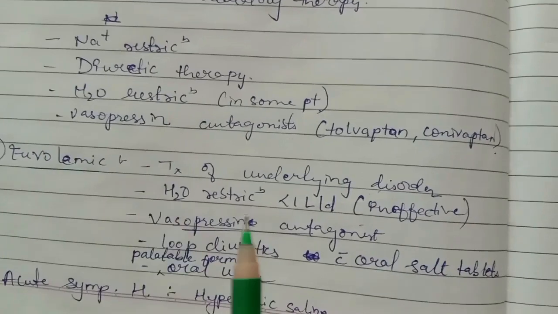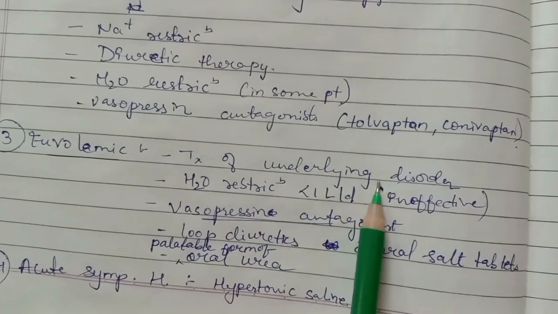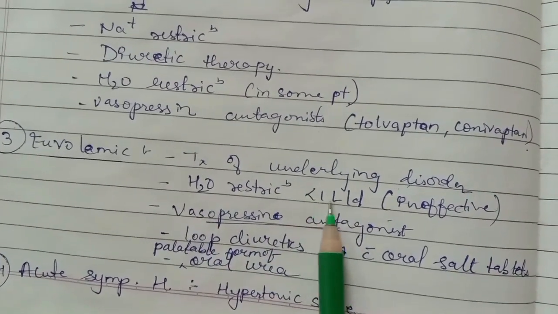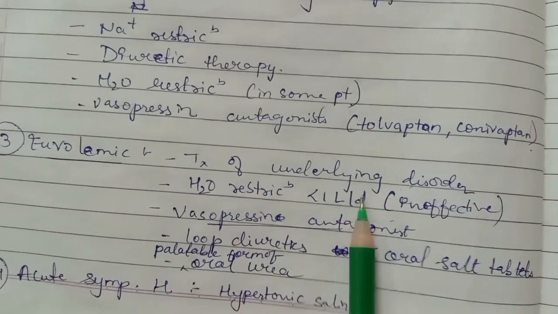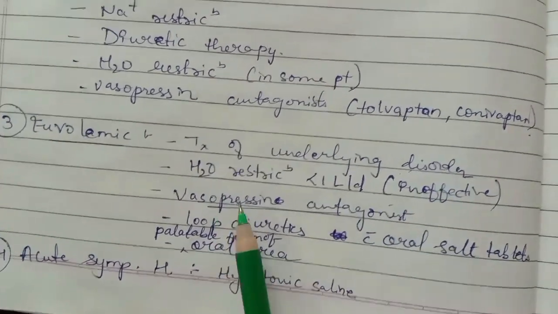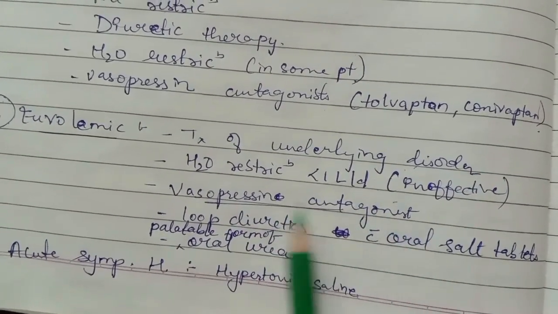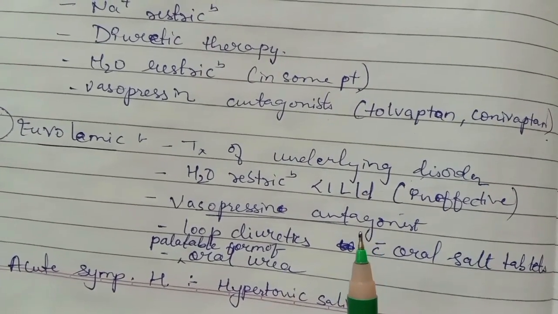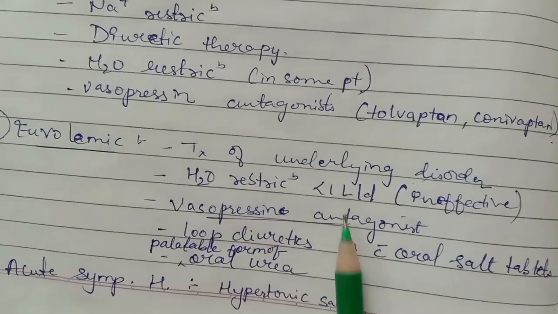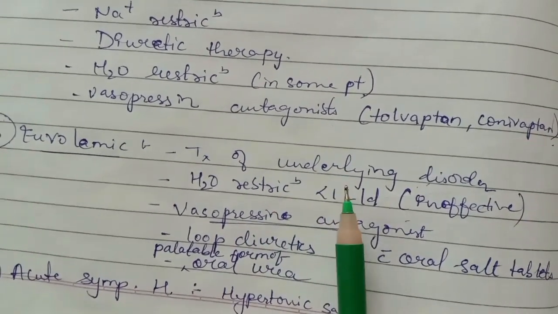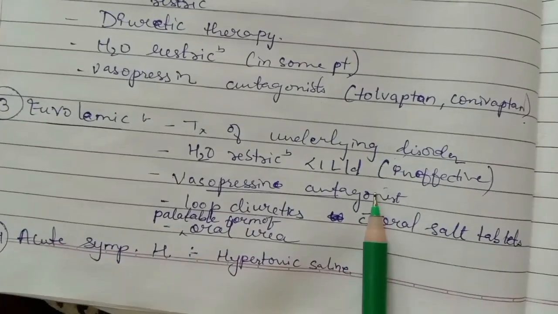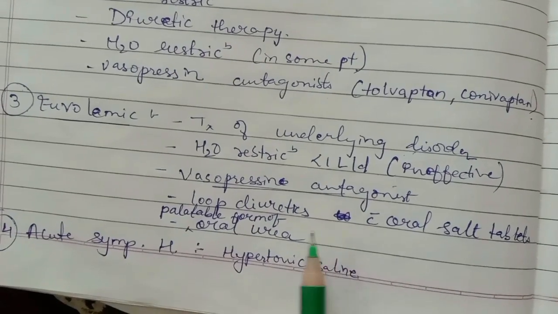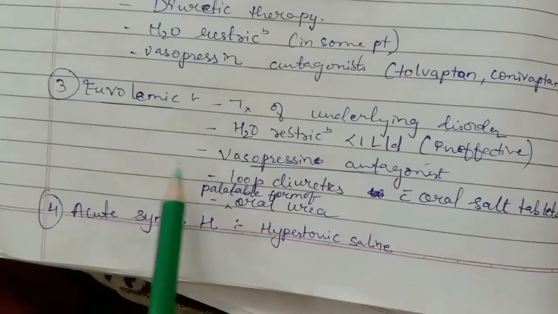Then euvolemic: treatment of the underlying disorder, SIADH, remember. So here treat this syndrome, and H2O restriction of less than 1 liter per day is advised, but it proves ineffective nowadays. Then a vasopressin antagonist is the main treatment here, because SIADH is the main cause now. Then loop diuretics with oral salt tablets and a palatable form of oral urea. So these are for euvolemic.